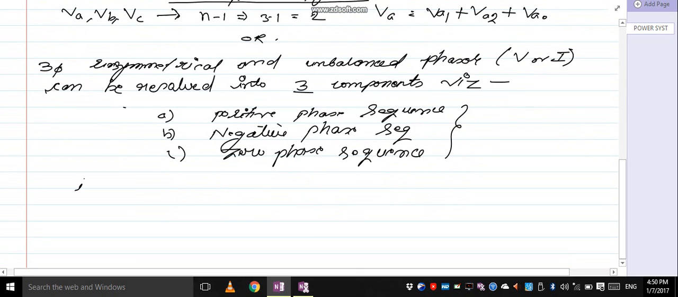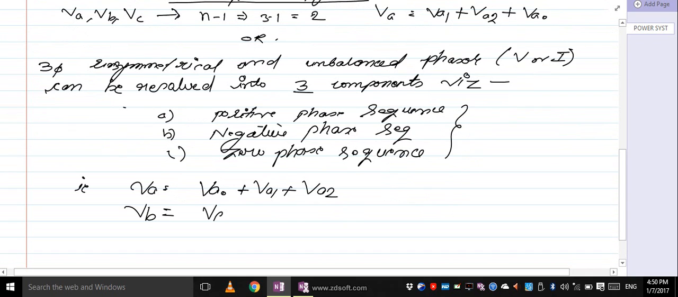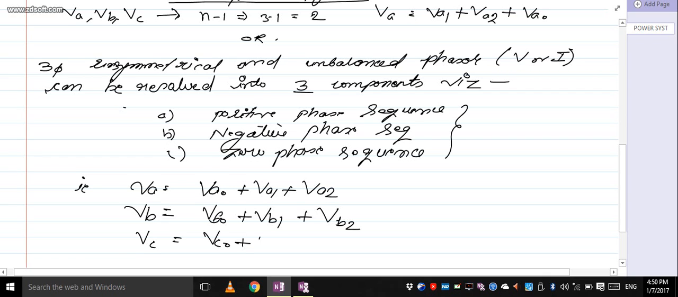That is, already I have written VA is equal to VA0 plus VA1 plus VA2. Similarly, VB is equal to VB0 plus VB1 plus VB2, and likewise VC0 plus VC1 plus VC2. So this can be resolved into three components.